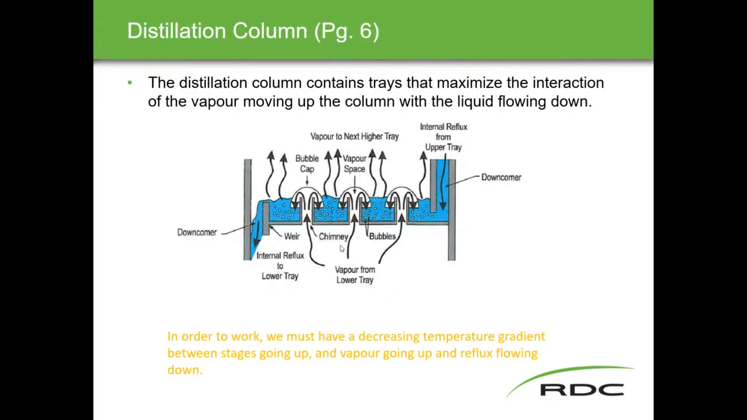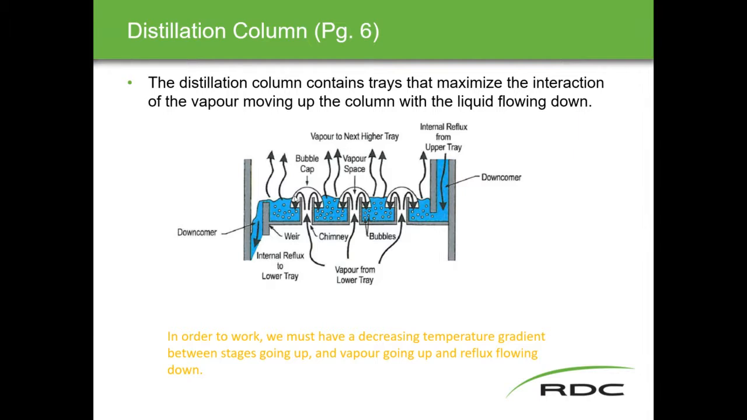Okay, so each one of those stages has bubble trays in them. And these trays are designed to maximize the interaction between the vapor coming up through these bubble caps here, goes through the liquid, heats up this liquid, which causes it to vaporize. It goes up to the next tray and the process repeats itself. Some of it will flow back down in the form of internal reflux to help cool the lower trays. That's really an ingenious system. And then we also additionally will add reflux in different areas, and you'll see that as we move forward.